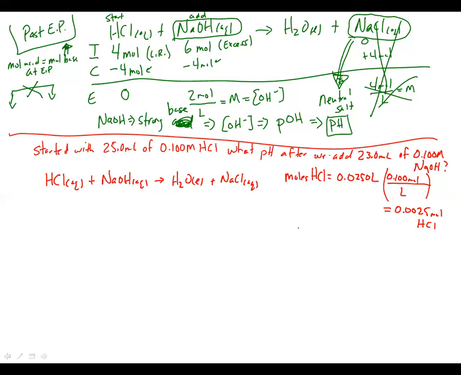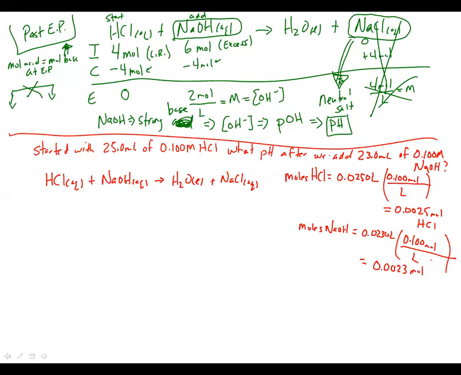We're going to do the same thing for our sodium hydroxide. We're going to convert the volume into liters by dividing by 1,000. That gets you 0.023 liters. We're also going to multiply it by the molarity, which is 0.1 moles per liter. Again, our liters are going to cancel, and that will get us an opening moles of 0.0023.